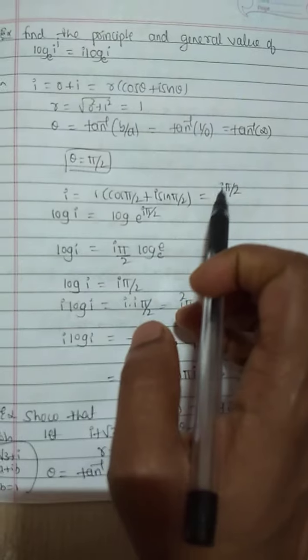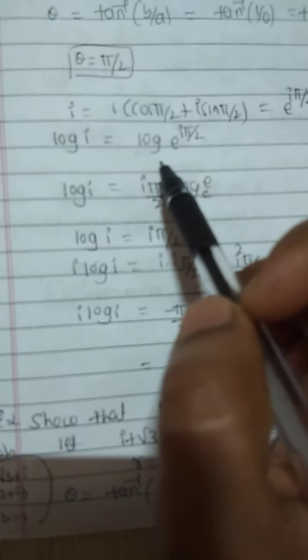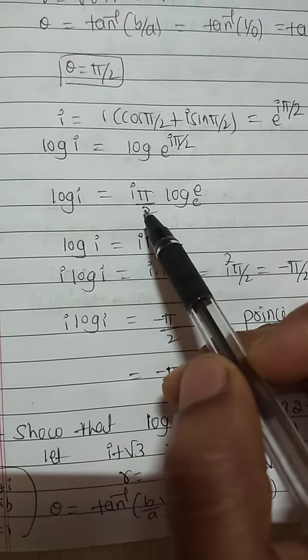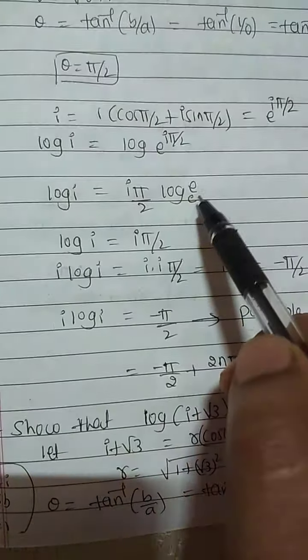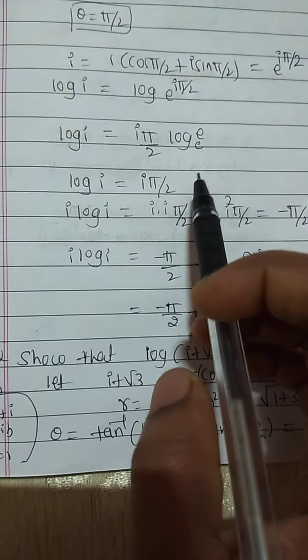This i value is e power i pi by 2. Take log on both sides. Log i equals log of e power i pi by 2, equals i pi by 2 log e to the base e. Log i equals i pi by 2 into 1.